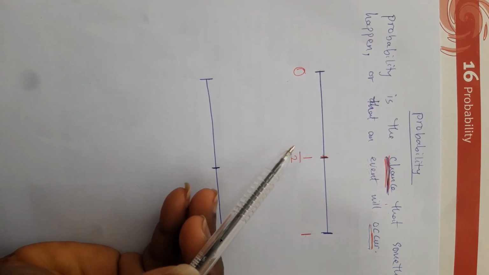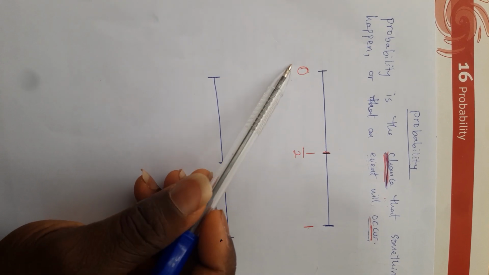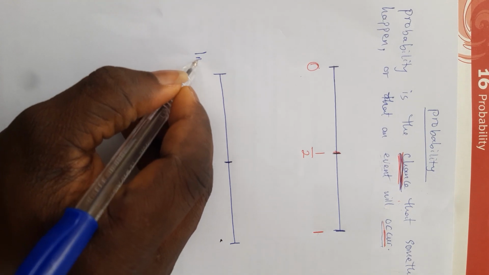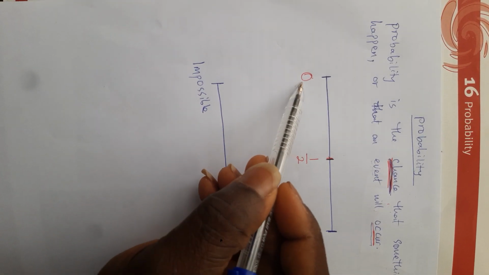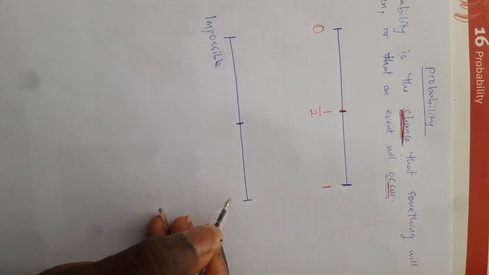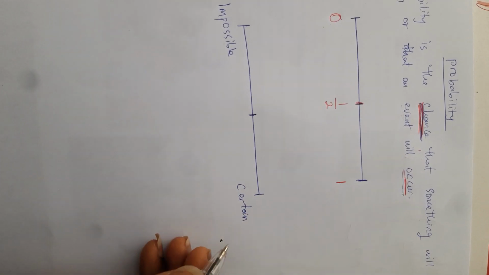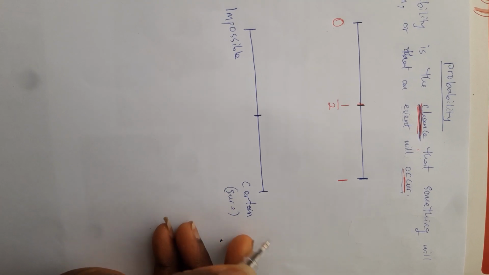Now this number line simply means a probability of 0 is impossible. Now just pay attention, impossible. That's a probability of 0. Now when a probability is 1, it means it's certain. It's certain means it's very sure. It's certain it's going to happen.